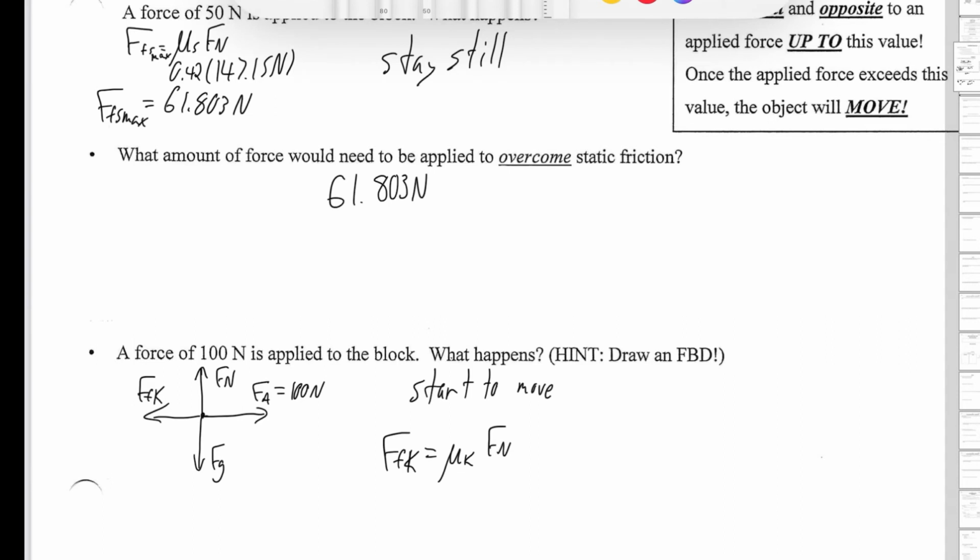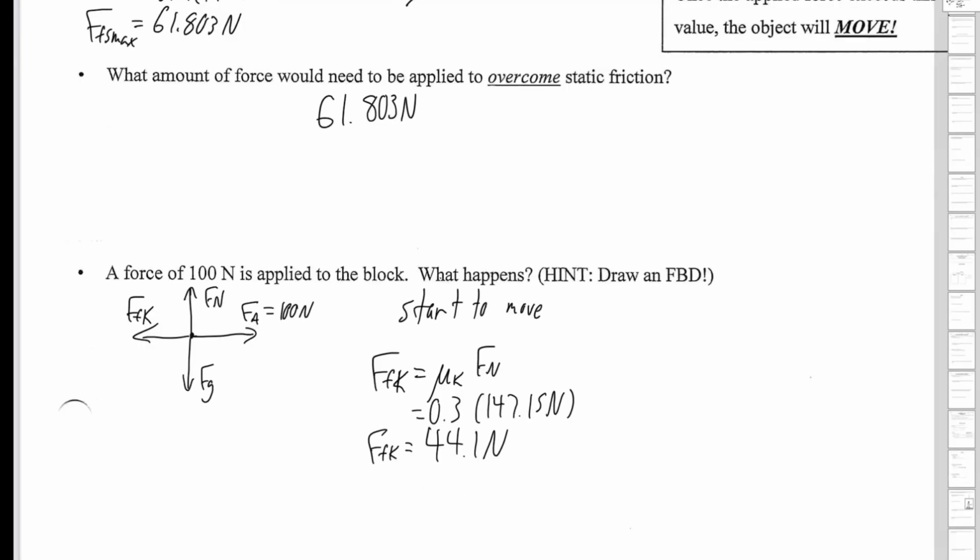So the mu k is going to be a little bit different than the mu s. For wood on wood, it's going to be 0.3. It's going to be equal to this 147.15 newtons. So we get the force of kinetic friction. It's going to be equal to 44.1 newtons. So we can see it's less than this maximum static friction.